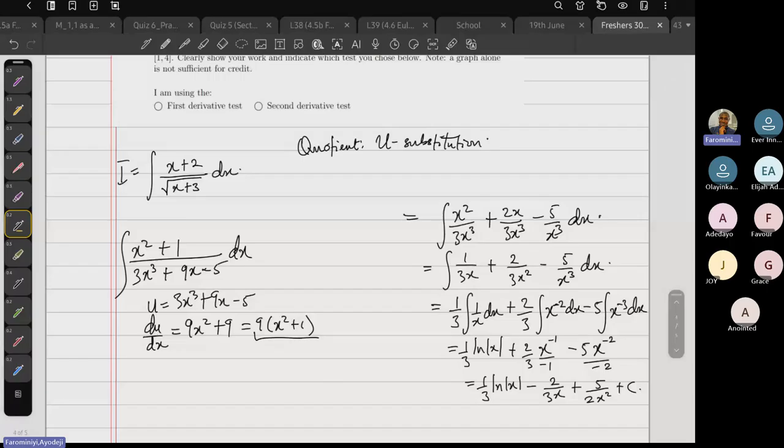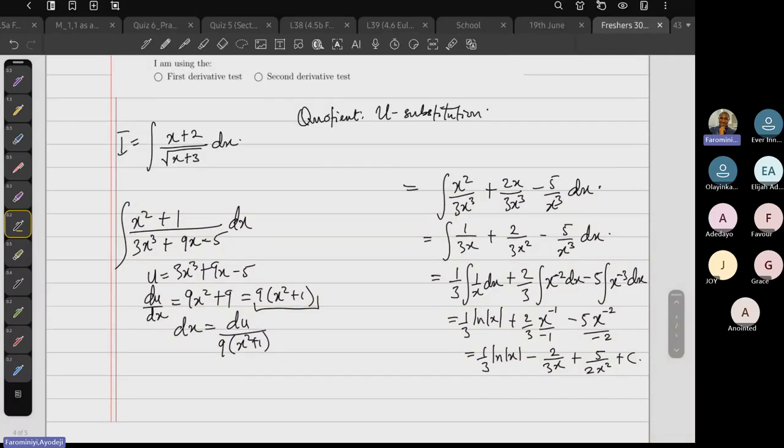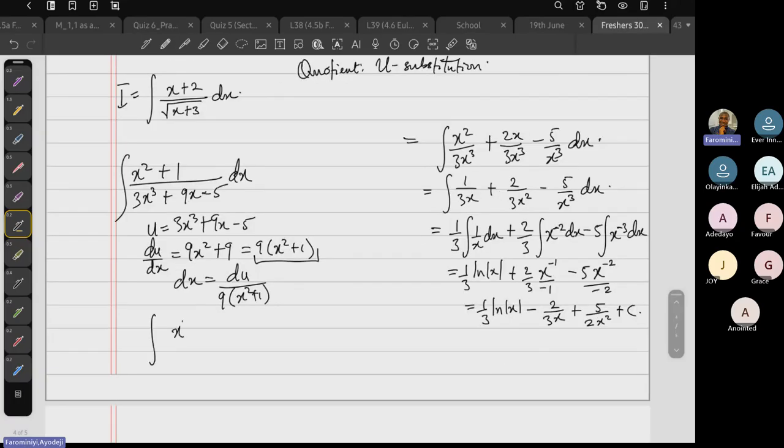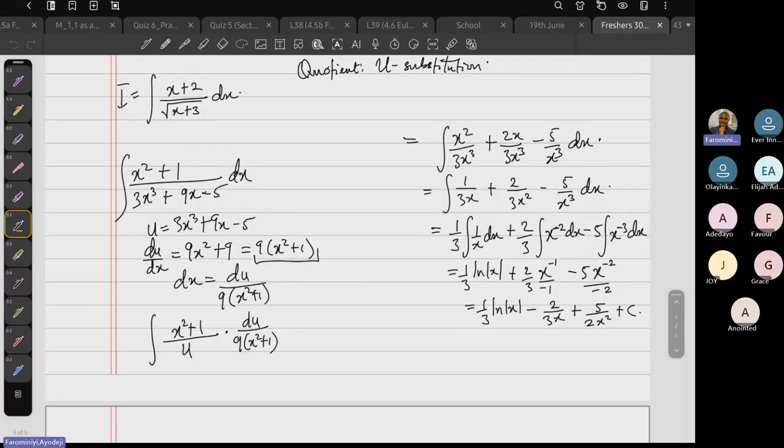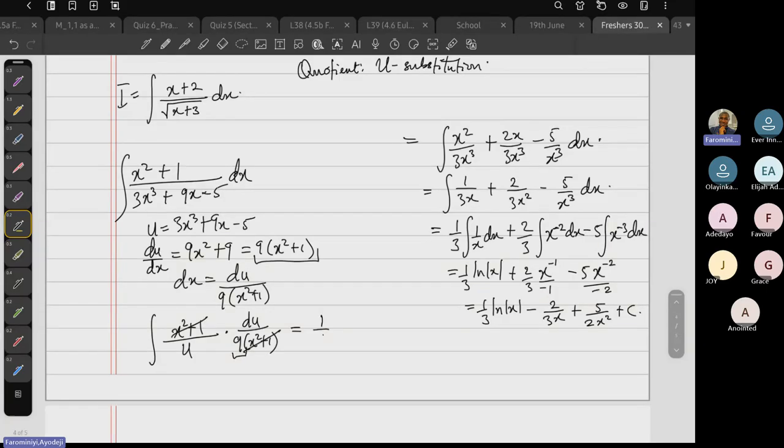It means that I can rewrite the x as du over 9. If you make x the subject of the formula, you get du over 9 times (x squared plus 1). And I can now rewrite this as the integral of (x squared plus 1) over u times du over 9 into bracket (x squared plus 1), such that x squared plus 1 cancels out x squared plus 1. And you can factor out the 1 over 9, integral of 1 over u du.